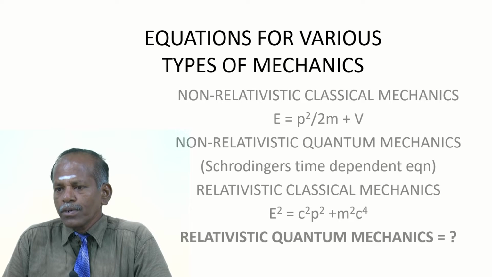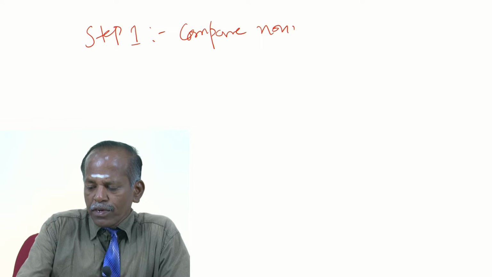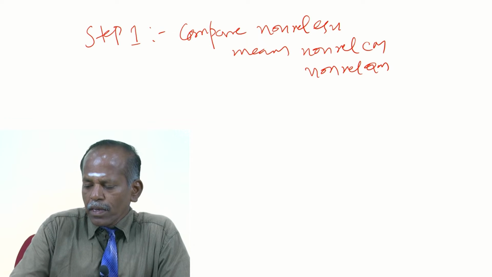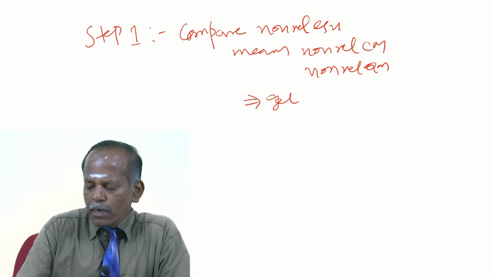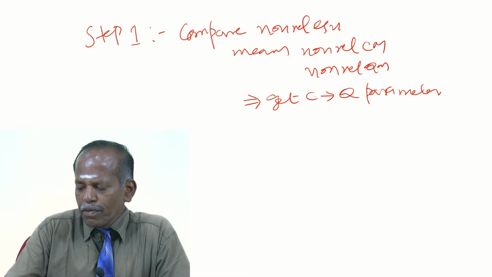Schrodinger is the first man to do this, and he got one equation, which he derived in two steps. Step 1 is to compare the non-relativistic equations, that is, non-relativistic classical mechanics and non-relativistic quantum mechanics. The purpose is to get classical to quantum parameters. This is the aim of the first step.